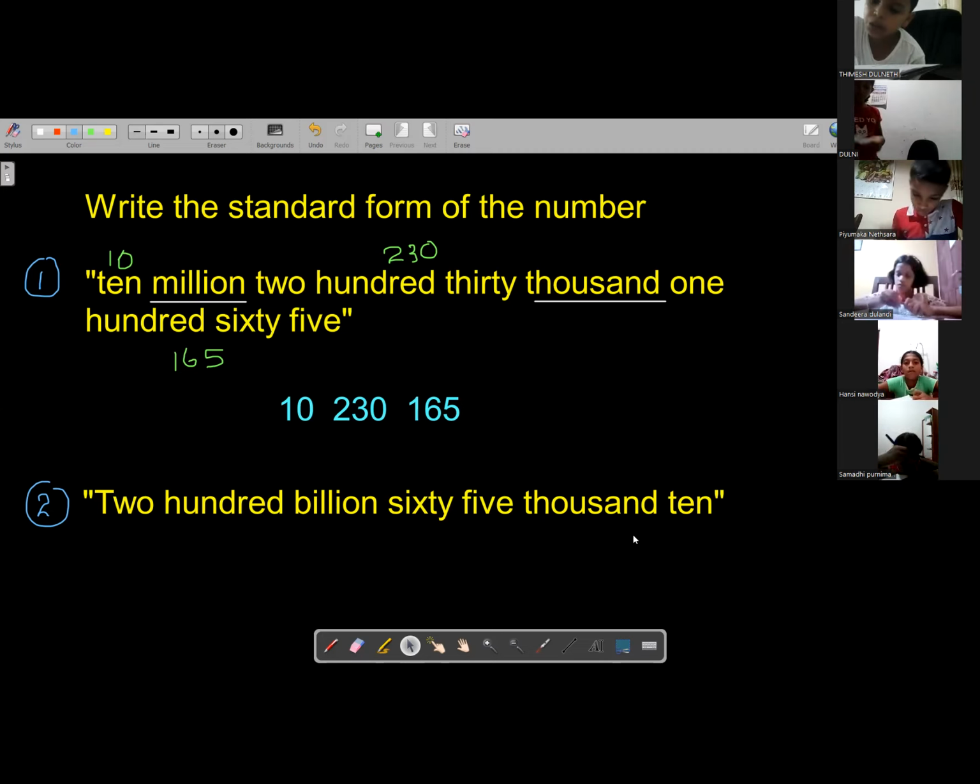Right. Can you try to write the answer by yourself? Later, after that, I will explain. Okay. Try. Let's see whether you can try and write it.